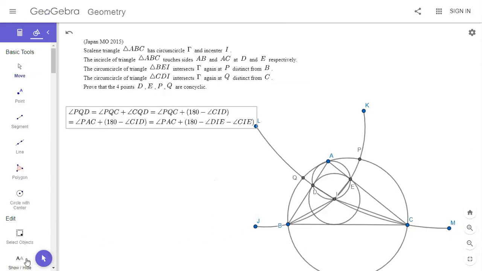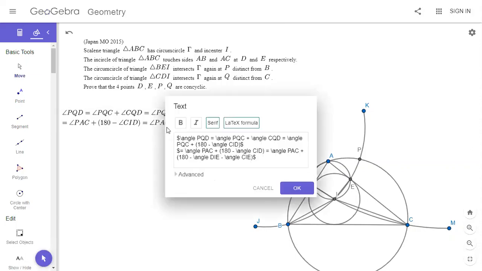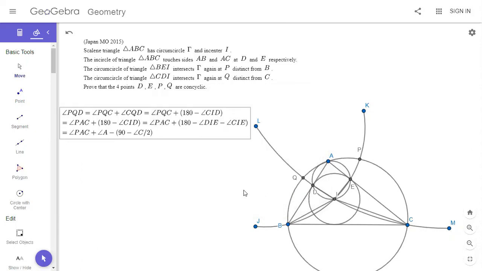And then, but DIE is 180 minus A, so that's, and then CIE is 90 minus angle, I'll just write it like this, angle C over 2. Okay. And then I can go on to start calculating the other angle.